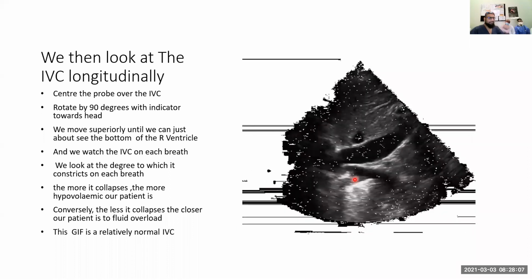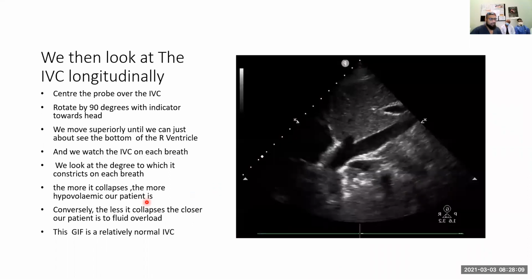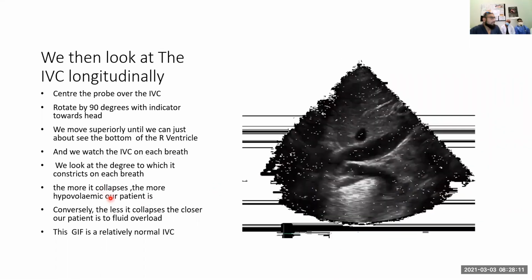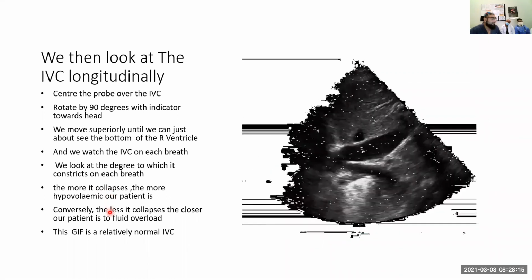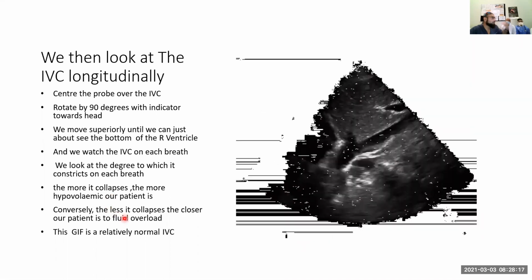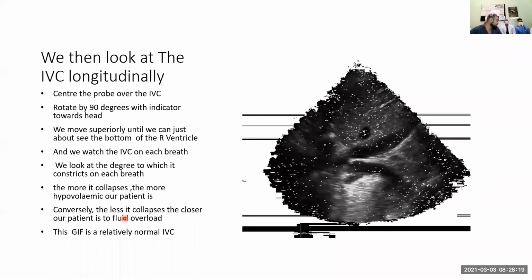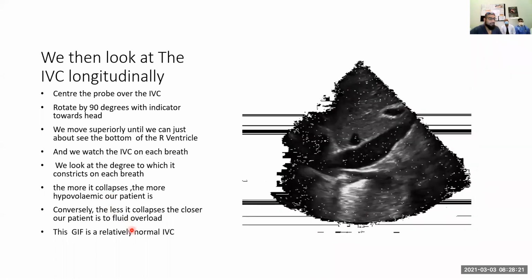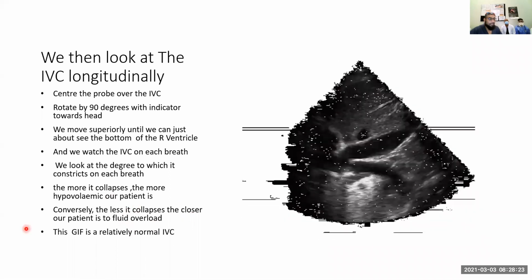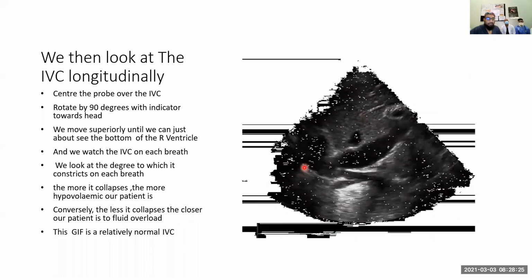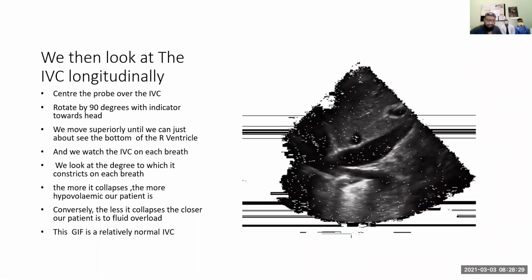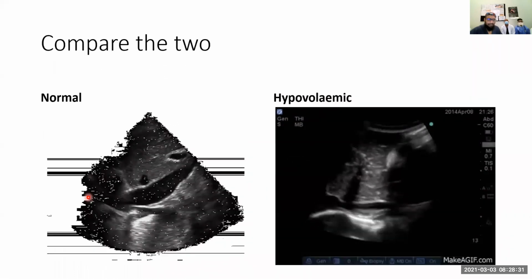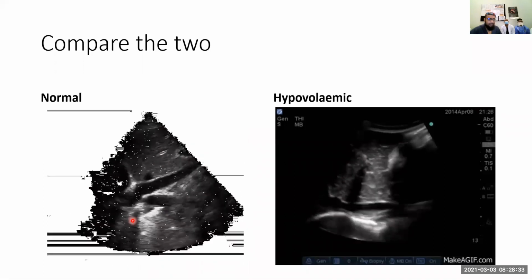If we don't have enough, then we'll see. The more it collapses, the more hypovolemic our patient is, which I'll show you in a minute. Conversely, the less it collapses, the closer our patient is to overload. We're about to push our patient into pulmonary edema. This is just a relatively normal IVC and what it should look like. I hope some of the others look better. I'm sorry, I checked this before. I have no idea why it's projecting like that. So this is the normal one.